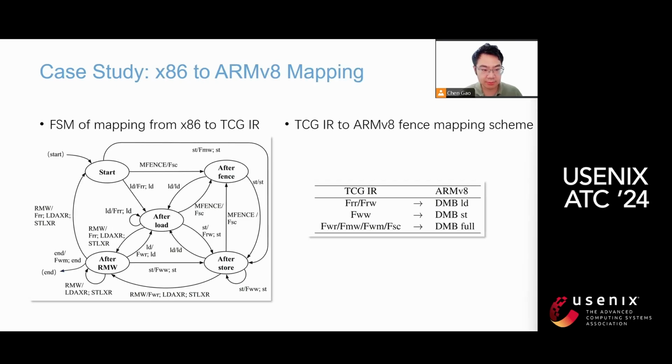As a case study, we have exported a mapping scheme from x86 to ARMv8 based on QEMU. The FSM has 5 states: start, after fence, after load, after store, and after RMW. When a concurrent primitive is encountered during the translation process, the FSM will output a sequence of IR instructions and transition to a new state. For example, in the start state, encountering a load instruction would output a load fence and the load instruction in IR and transition to the after load state.